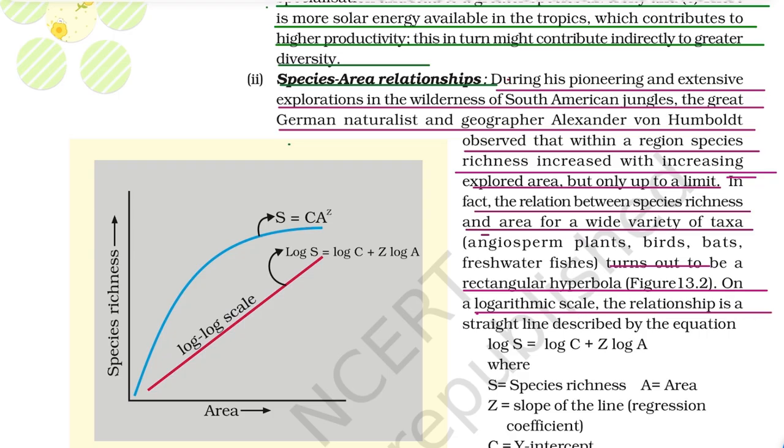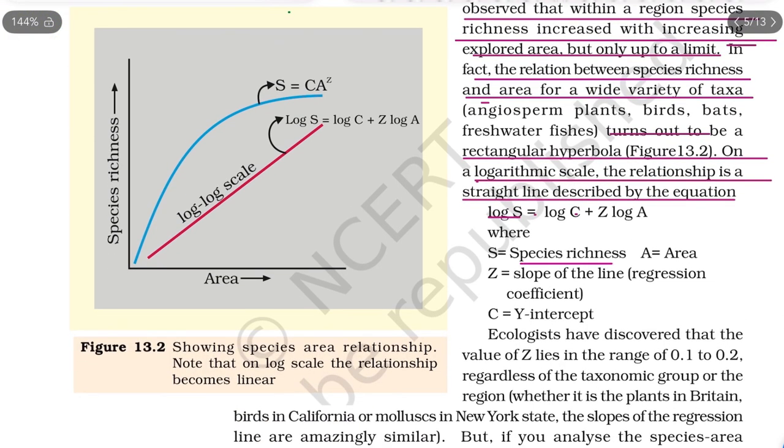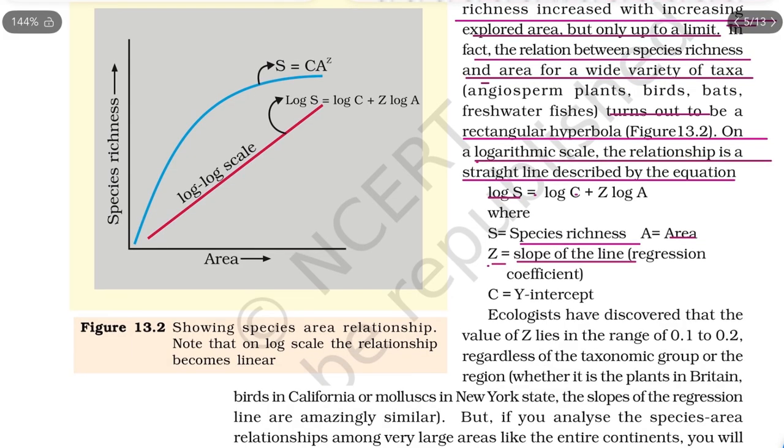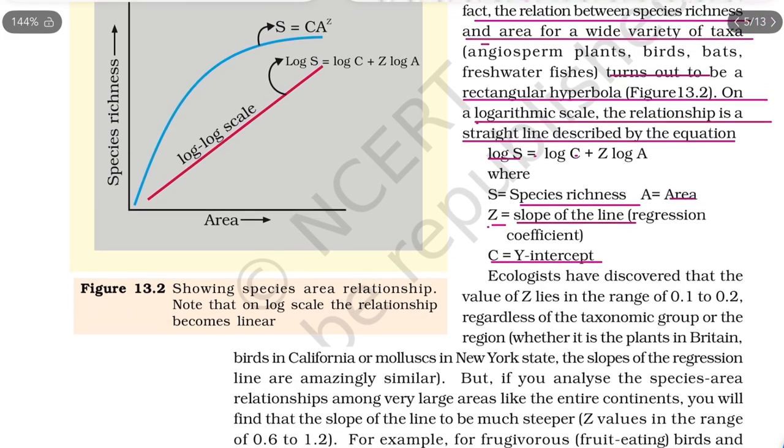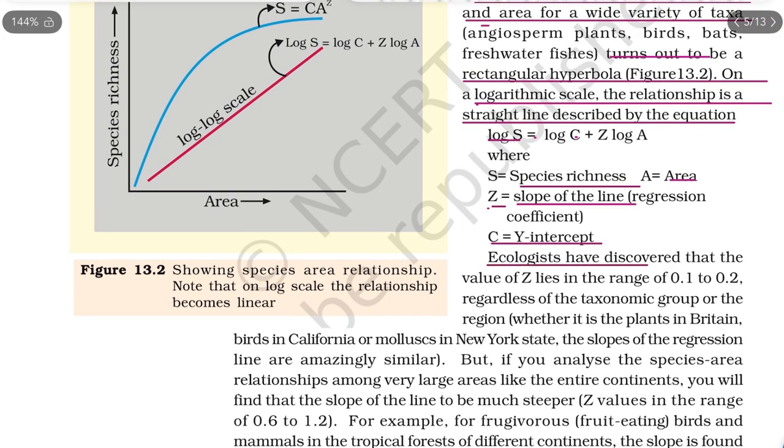The relationship is a straight line described by the equation log S = log C + Z log A, where S is species richness, A is area, Z is the slope of the line or regression coefficient, and C is the Y-intercept. Ecologists have discovered that the values of Z lie in the range of 0.1 to 0.2, regardless of the taxonomic group or the region.